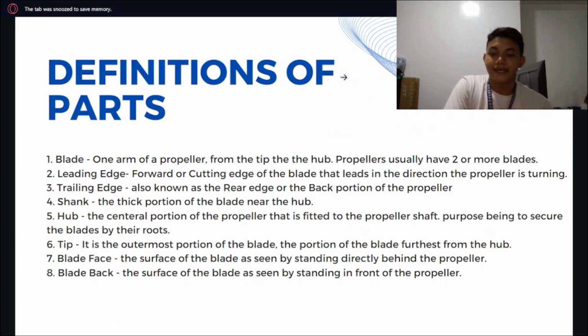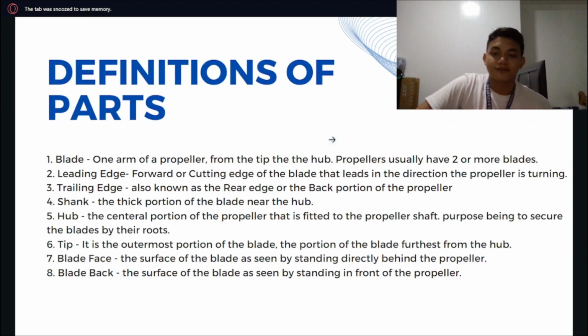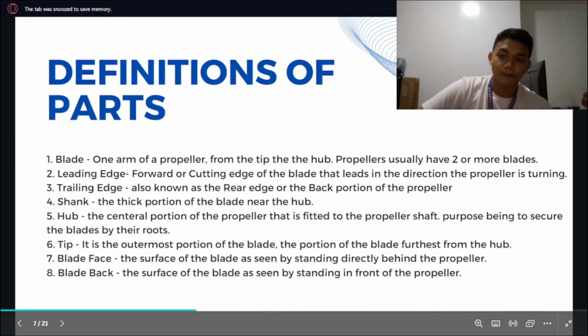Next is the leading edge, the forward or cutting edge of the blade that leads in the direction the propeller is turning. So here, right here, the angle that is leading towards the front of the propeller, that is our leading edge. And here, the trailing edge, also known as the rear edge or the back portion of the propeller, is simply the back portion of our leading edge right here, which is behind the angle.